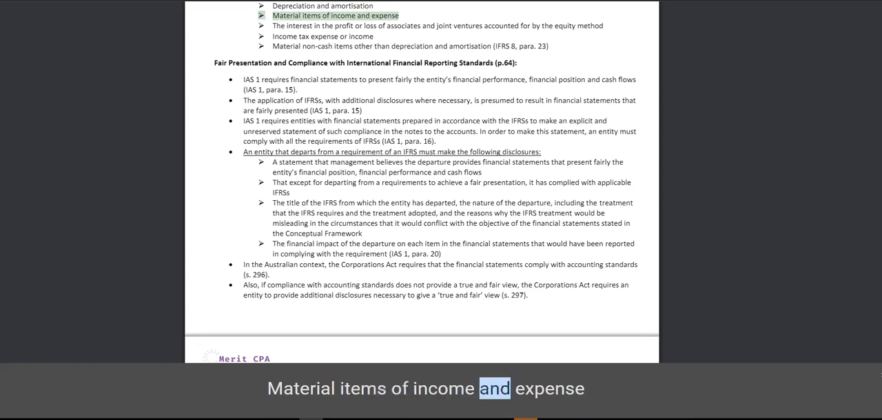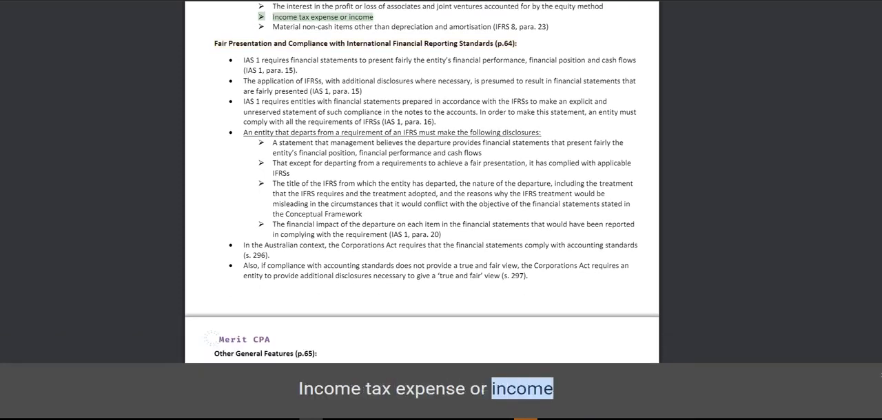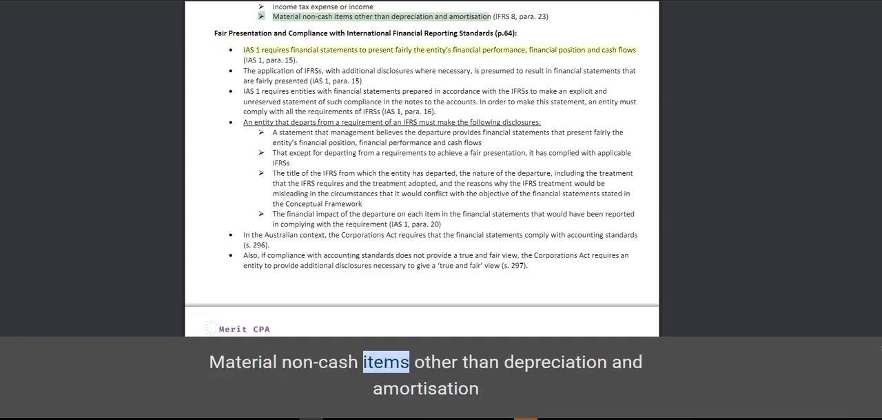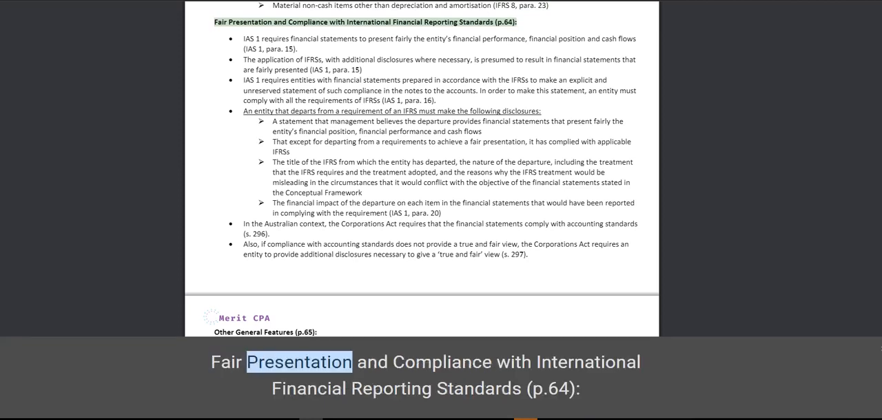Material items of income and expense. The interest in the profit or loss of associates and joint ventures accounted for by the equity method. Income tax expense or income. Material non-cash items other than depreciation and amortization. IFRS 8-para 23. Fair presentation and compliance with International Financial Reporting Standards, p. 64.